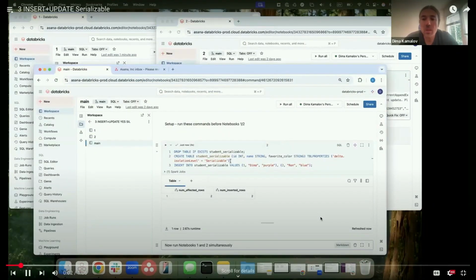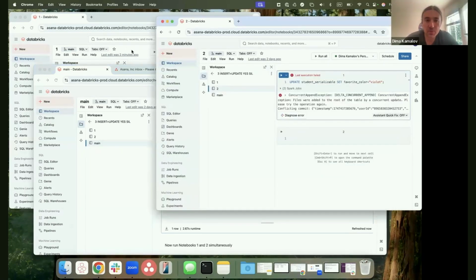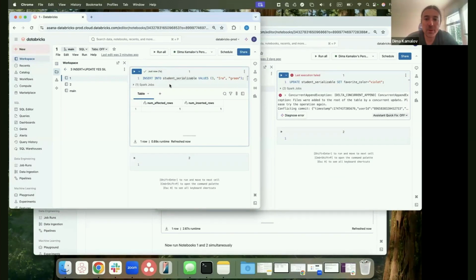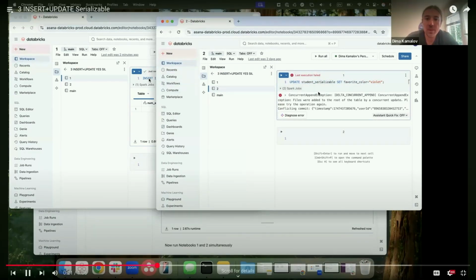In this third example, we're going to try to use this idea of a serializable isolation level to remove the indeterminism we had in the previous example. We have the same operations, so the transaction on the left tries to insert a row, the transaction on the right tries to update all existing rows, and we're going to try to run these at about the same time.